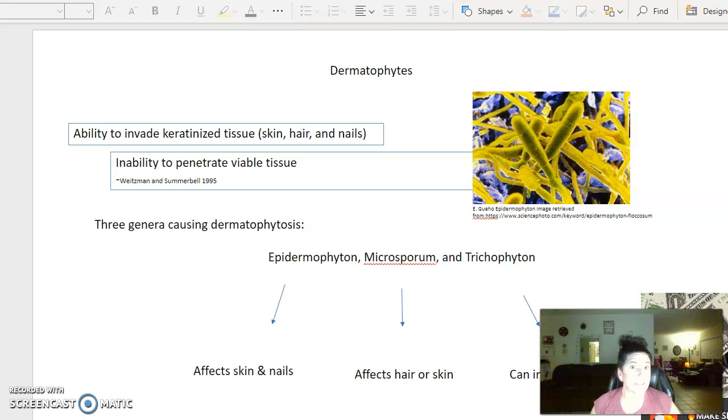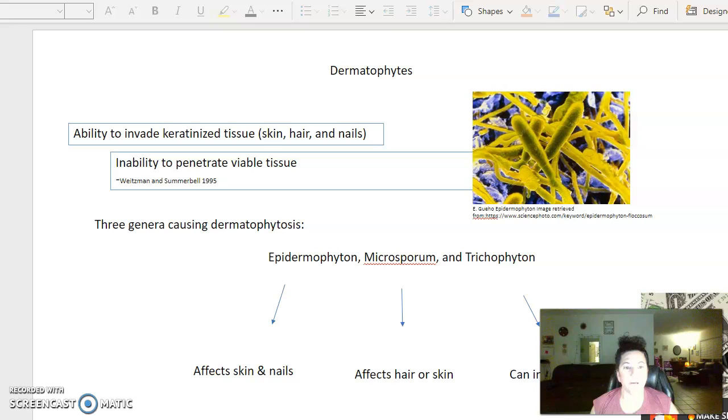So derm sounds like skin, right? These fungi are going to be living on just the surface of our epidermis. According to Weitzman and Somerville, the dermatophytes are usually restricted to the non-living cornified layers of the epidermal layer because of their inability to penetrate viable tissue of an immunocompetent host. They produce an enzyme, which I'll talk about later, that decomposes the keratin there.